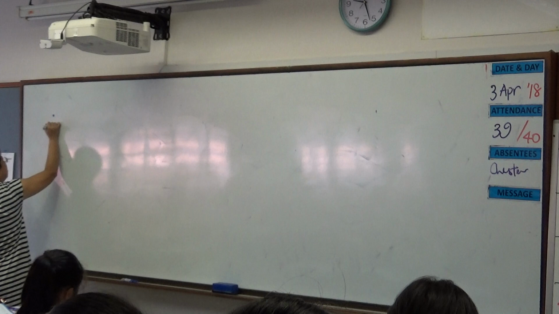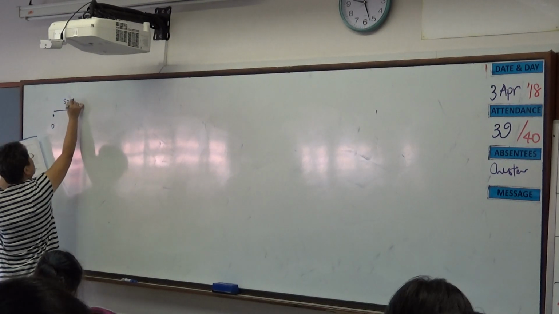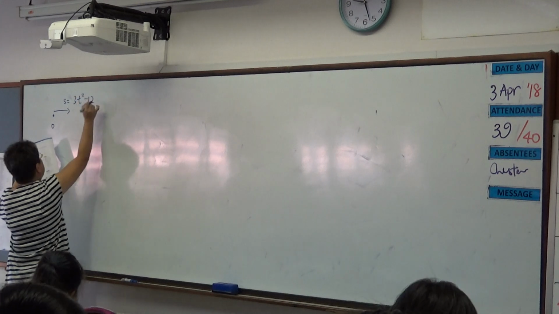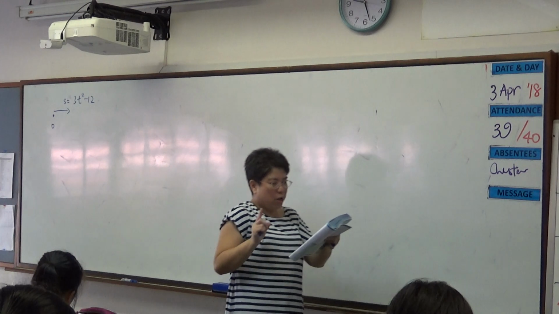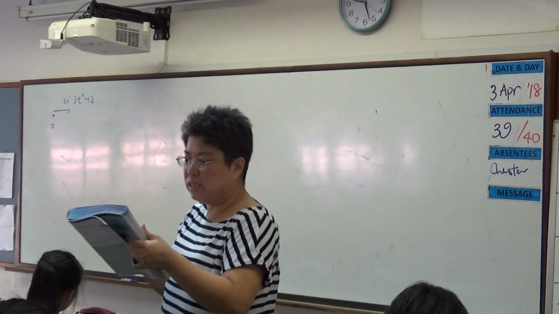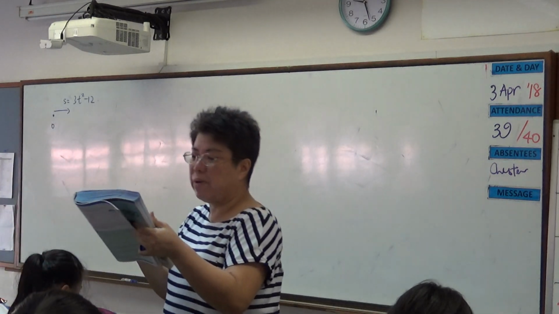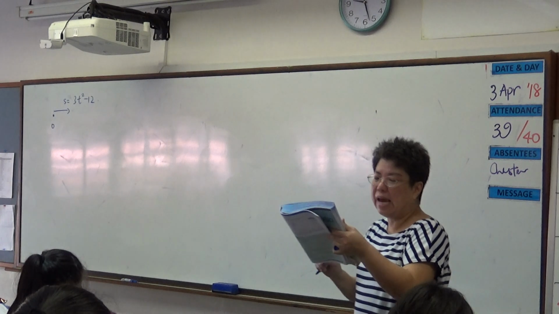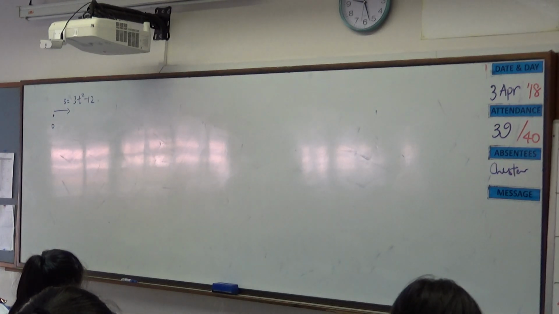So I will always draw. This is O, it goes this way. S equals 3t squared minus 12, when t is in seconds. Look at the question again. A particle P moves in a straight line so that its displacement S meters from a fixed point O on the line is given by this, where t seconds is the time after passing a point A on the line.